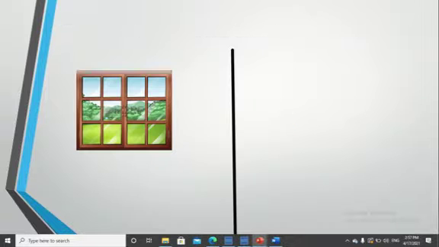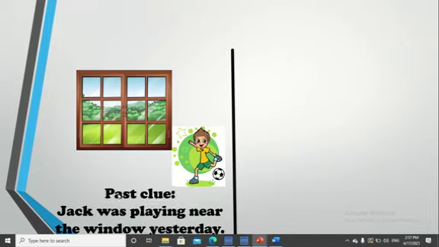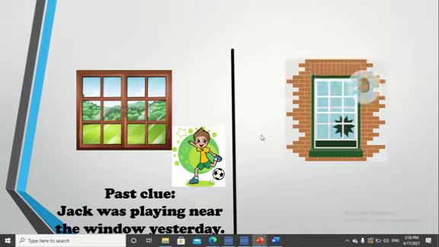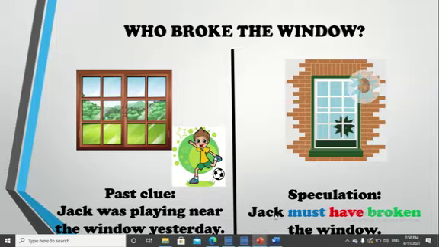Okay, so what about if we have some clue, past evidence? So here, for example, someone saw Jack. Here's a past clue: Jack was playing near the window yesterday. So that's why we are quite sure who broke the window. Now you can say that Jack must have broken the window. I'm quite certain about this possibility in the past. That's why we used must. How are we sure about this speculation? Because we have a clue. We have evidence. So because Jack was playing near the window yesterday, Jack must have broken the window. He must have broken the window. It means we are quite sure that he did that.